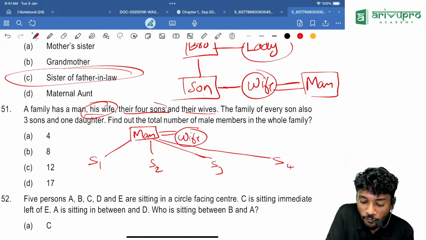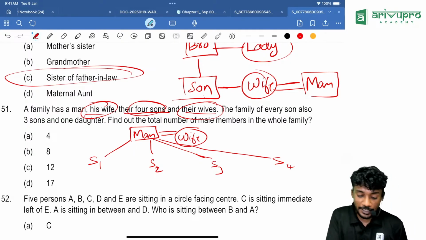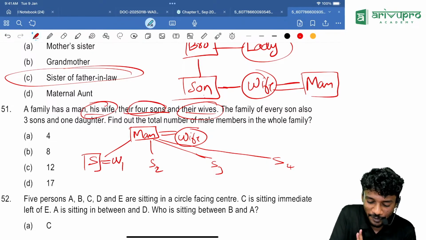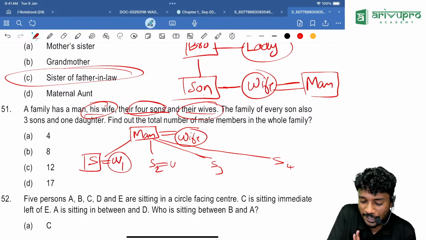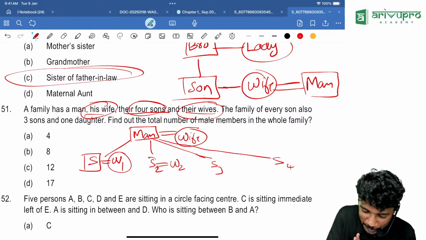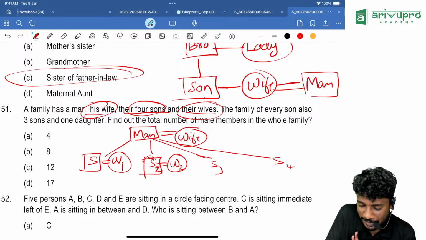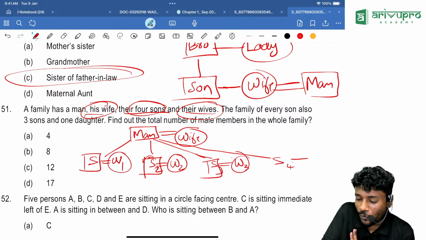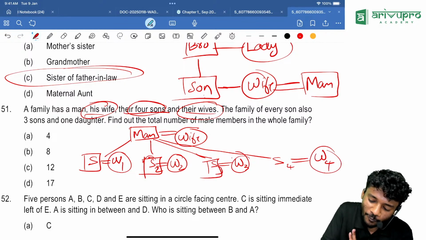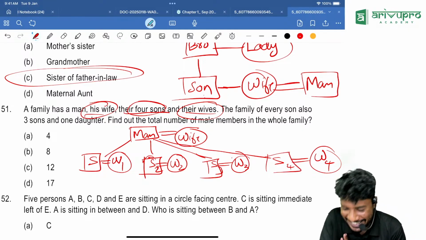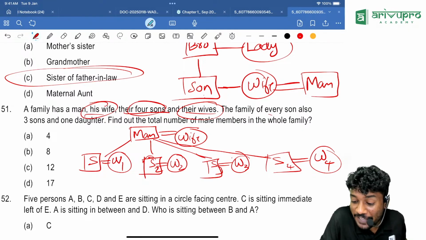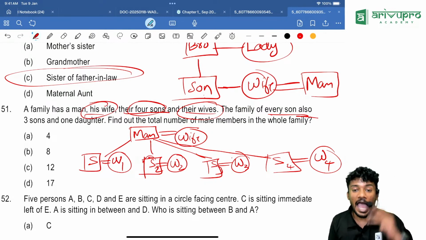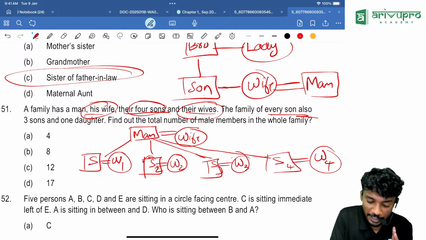What is happening? For their 4 sons and their wives. That means son 1 is having only 1 wife, wife 1. Then son 2 has wife 2. Son 3 is having wife 3. Then son 4 is having wife 4. Okay. Then what is given? The family of every son has 3 sons and 1 daughter. That means each son is having how many sons?